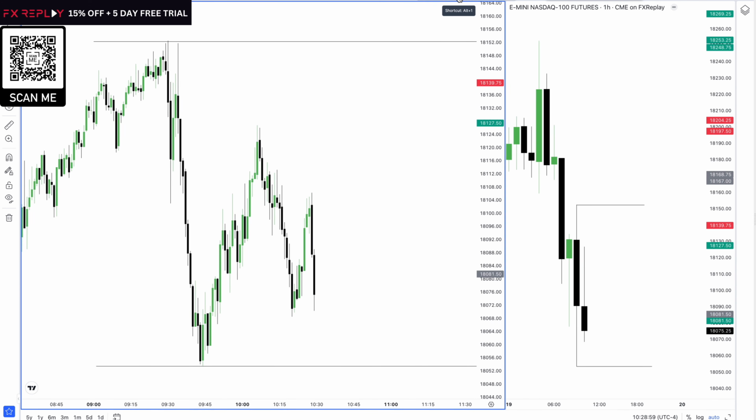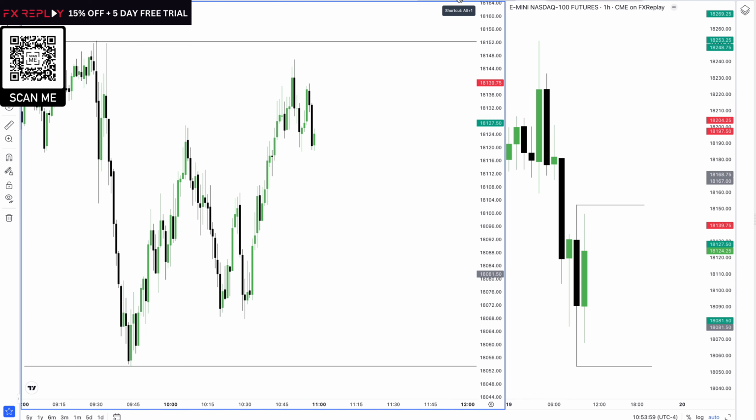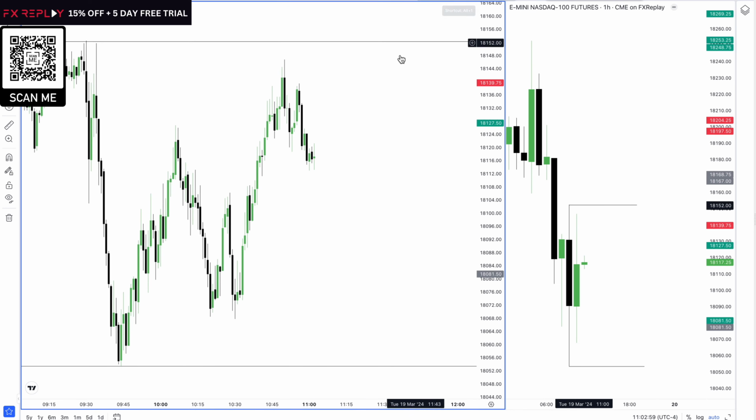Waiting for one of the two to get taken out. And it's already 11 a.m. So no highs or lows are taken out. We're at the inside bar. So that means no trade. Then let's go to the next day.